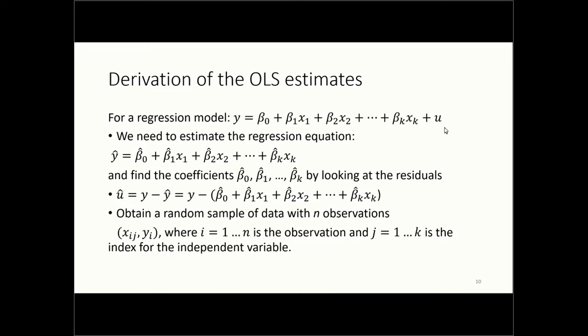So now let's move toward the derivation of the OLS estimates. So how do we do that? For a regression model that we have here as a function of the independent variables, we need to estimate the regression equation, y hat, represented by the coefficients times the independent variables. So we are going to find these coefficients, beta hats, by looking at the residual, and the residual again is u hat. That's the difference between the actual and the predicted value of the dependent variable.